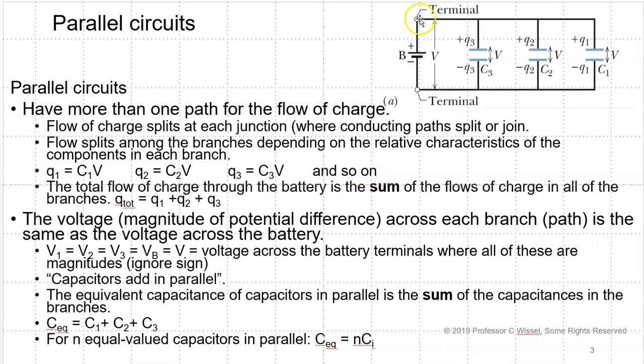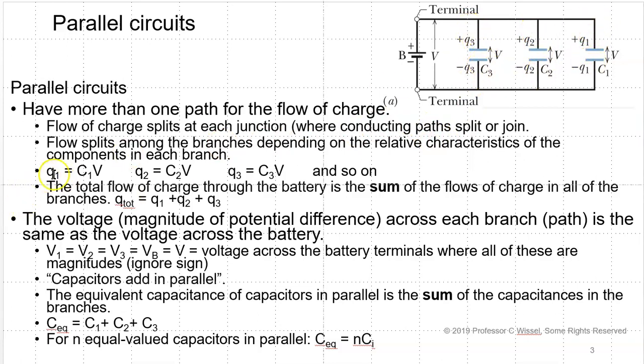I like to think of a parallel circuit as a ladder. See the rungs of the ladder? The charge can flow through any one of these rungs, and it flows through all of them. Parallel circuits have more than one path for the flow of charge. The flow of charge splits at each junction where the conducting paths split or join. These are junctions. The flow splits among the branches depending upon the relative characteristics of the components in each branch.